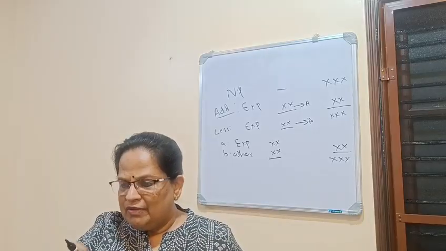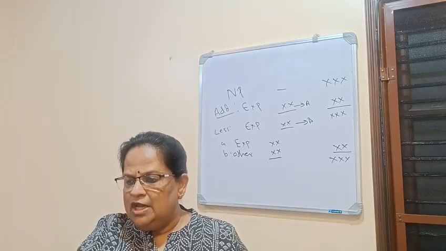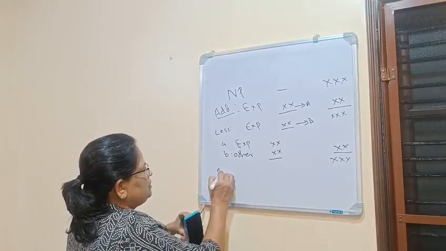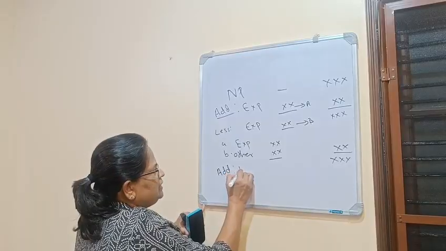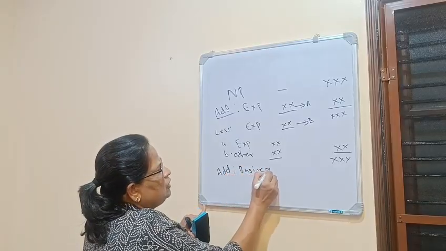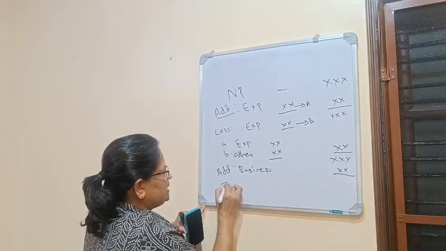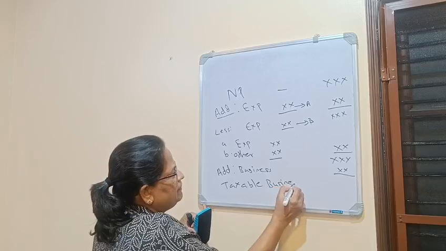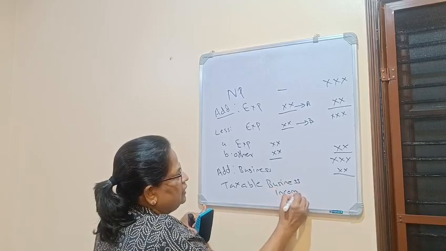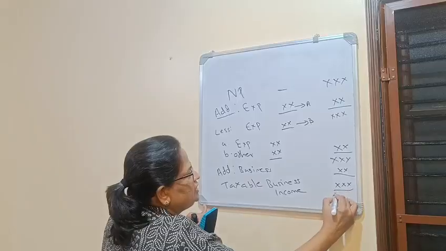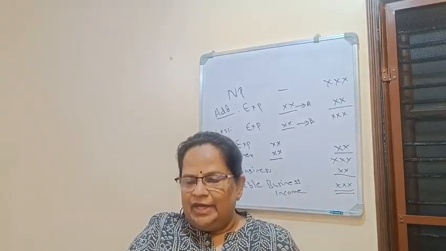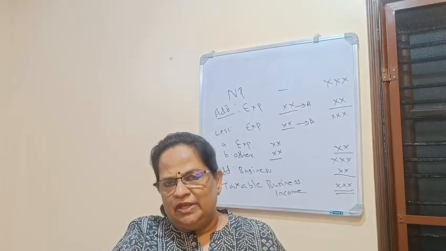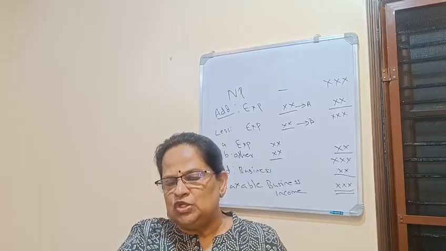Now add income from any other business, legal or illegal, to get taxable income under the head profits and gains of business. Here you have to remember, add any other business income, whether it is legal or illegal. Now you will get taxable business income. So this is the final answer. The Income Tax Act is not distinguishing between legal and illegal business, so even income from illegal business is taxable.